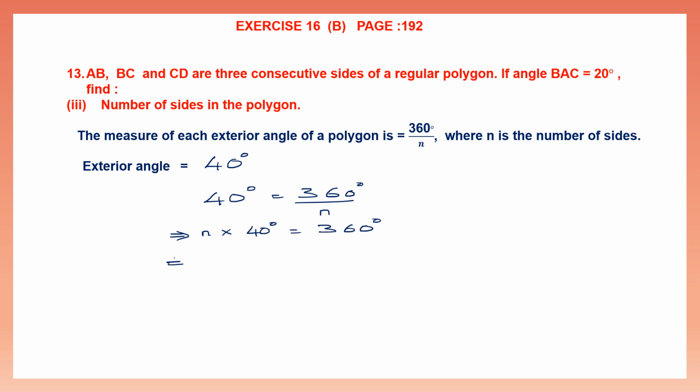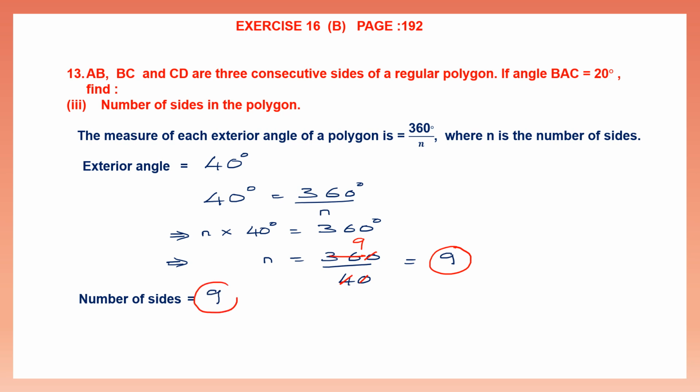Now we can find the value of n. We can say n is equal to 360 divided by 40. I can cancel this, can cancel this 9. So n is equal to 9. And what is n? n is the number of sides. So we have found the number of sides, and that is 9. So we've got all three answers now. We found the interior angle, the exterior angle, and now we found the number of sides.